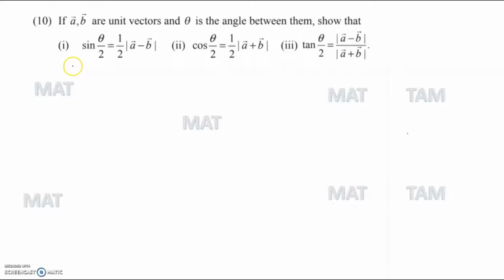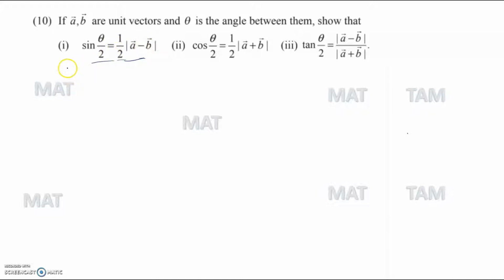In this video, we will do further problems from exercise 8.3. So question number 10. If vector A, B are unit vectors and theta is the angle between them, show that, let's solve the first one first. Show that sin theta by 2 is equal to half of magnitude of A minus B vector.